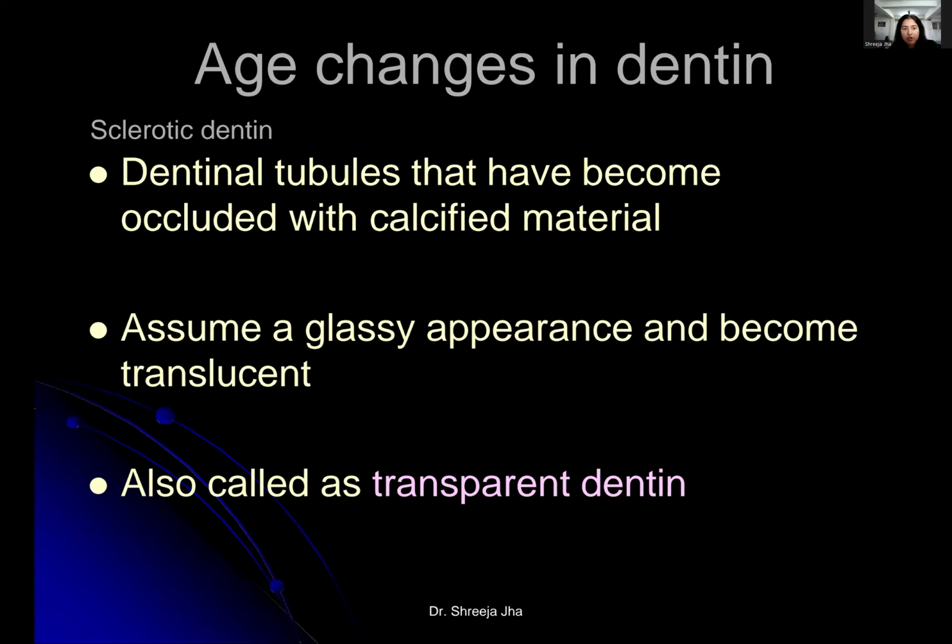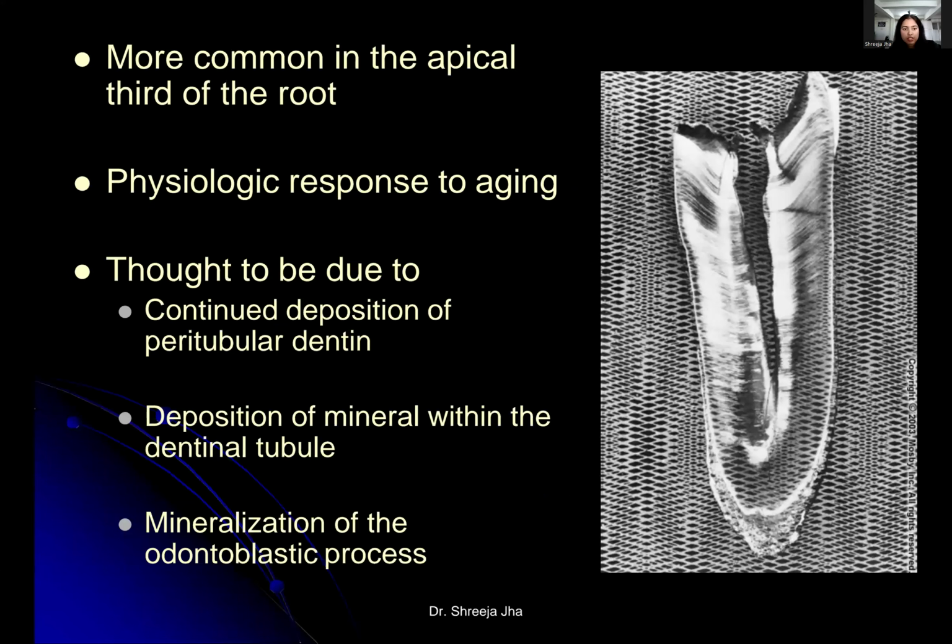Age changes in dentine. Sclerotic dentine: dentinal tubules that have become occluded with calcified material. It assumes a glassy appearance and becomes translucent, so it is also known as transparent dentine. It is more common in the apical third of the root. It is a physiologic response to aging. It is thought to be due to continued deposition of peritubular dentine, deposition of mineral within the dentinal tubules, or mineralization of the odontoblastic process.